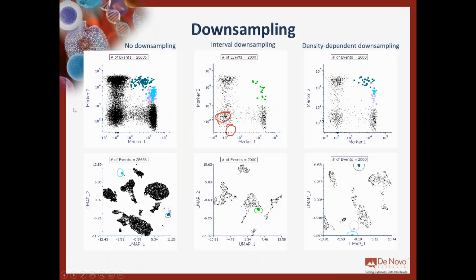Okay, so I did it. On the left, you see tSNE on the whole data set. You see it's a very small data set, less than 30,000 events. And I had this.